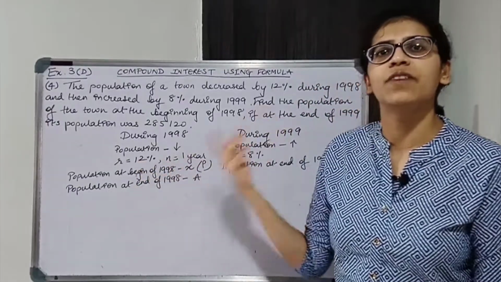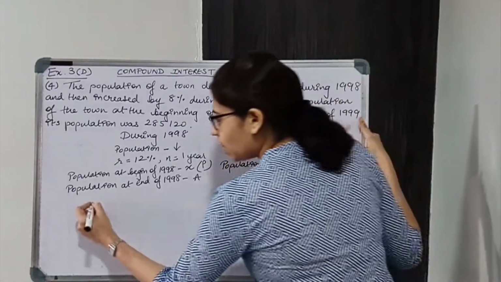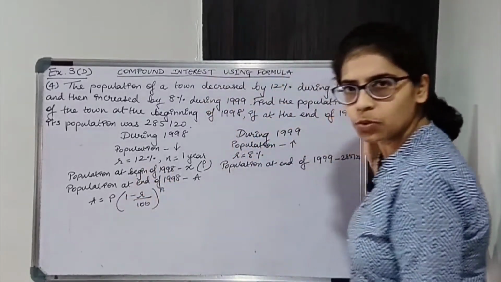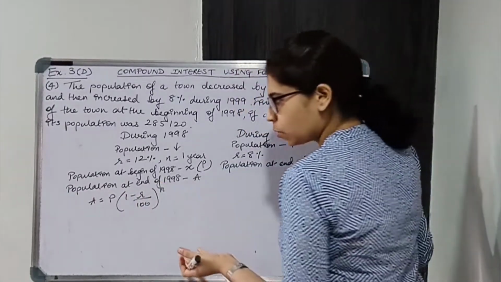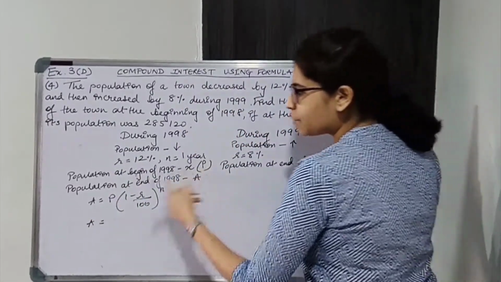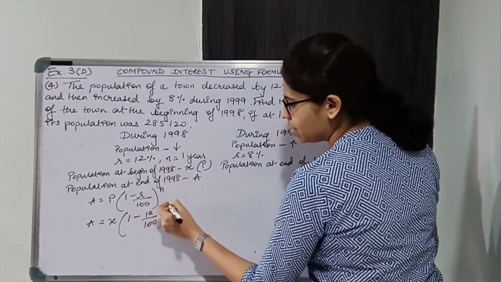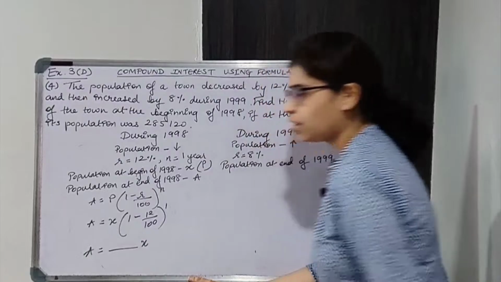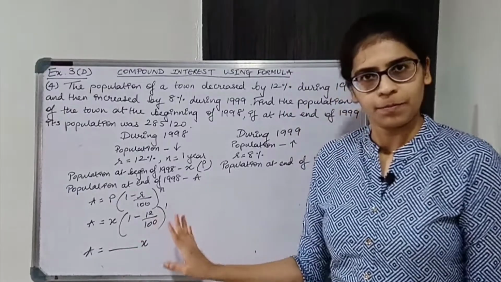R is 12%, n is 1 year. Population is decreasing. When it is decreasing, you subtract. So A is equal to P into (1 minus R/100) raised to n. We need to find the population at the end of 1998. So this is equal to population at beginning of 1998, which is principal, so that is x into (1 minus 12/100) raised to 1. On solving you will get something in terms of x. So population at end of 1998, that is A, is equal to something.